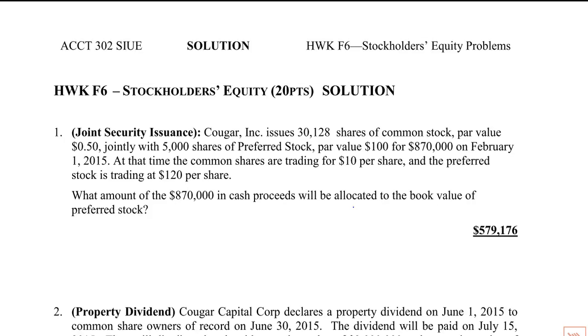All right. If you're watching this, hopefully you have completed homework for stockholders' equity, and we're going to go through those. So the first one is asking for an allocation of the 870,000 in cash proceeds. Obviously, you have the answer to the right over there, and we're looking for how much is going to be allocated to the preferred stock.